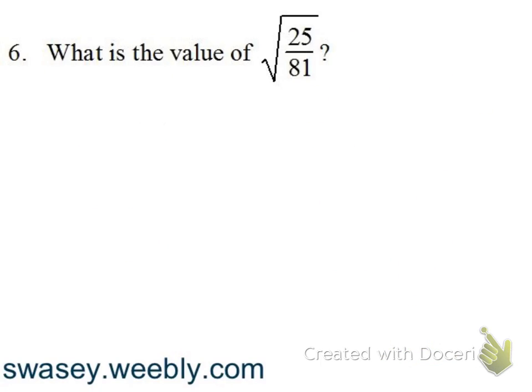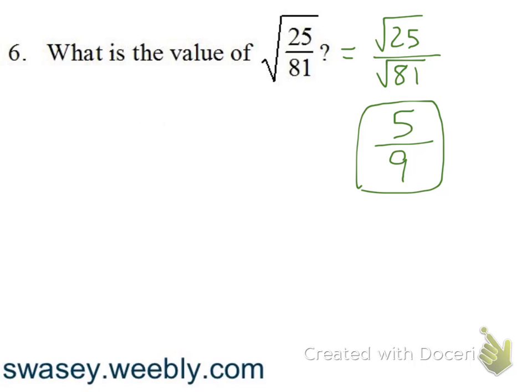Alright, here we have the square root of a fraction. That's equal to the square root of the numerator over the square root of the denominator. This one happens to be really easy to take the square root of. Square root of 25 is 5. Square root of 81 is 9. So we don't have any radical in the denominator.